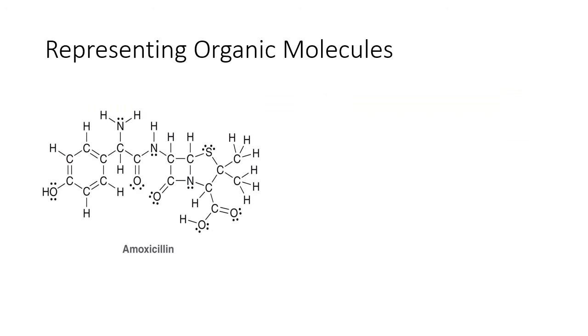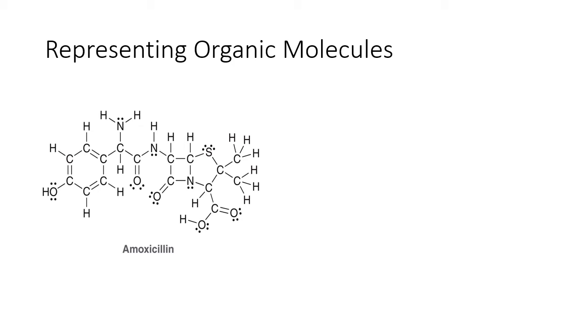Next, we're going to learn a new way to actually represent organic molecules. This is the full Lewis structure for amoxicillin, an antibiotic. I'm sure if you've gone to the doctor, if you've had an infection, you've been prescribed amoxicillin before. Look at how messy this is. Looking at the full Lewis structure with all of the lone pairs of electrons, seeing all the carbons and hydrogens drawn out, it's just too hard to actually look at it and figure out what's the important chemistry going on.